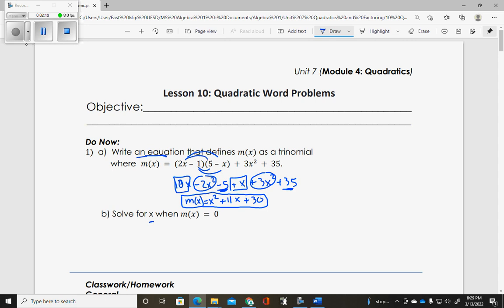Next, it asks us to solve for x when m of x equals 0. So just replace m of x with 0. So right here I see my m of x. I'm going to put a 0 there instead. And this is just solving a quadratic equation by factoring. And it's so nice that the coefficient of the x squared term is 1. Factors of 30 that add to be 11. So I'm going to use the 5 and the 6.